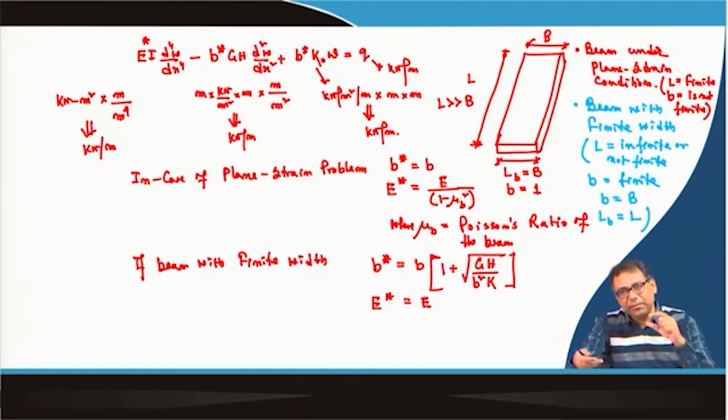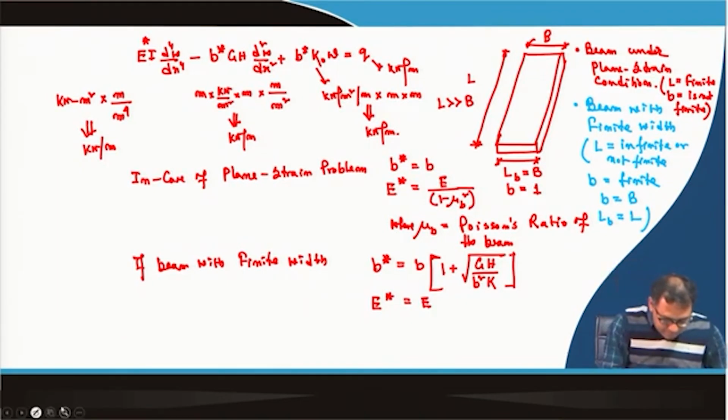Second case where the beam has a finite width, but the length is not finite. That is the second case, that means I have written in the blue color. So, that means the length is not finite, but your width is finite. In such case, B star will be B times 1 plus G H root over B square K, and E star will be equal to E. So, this is for the 2 parameter model.